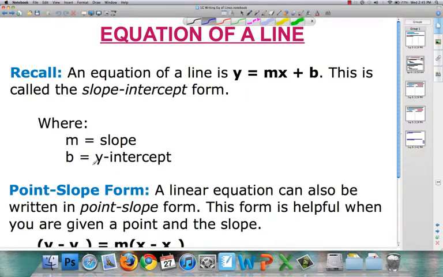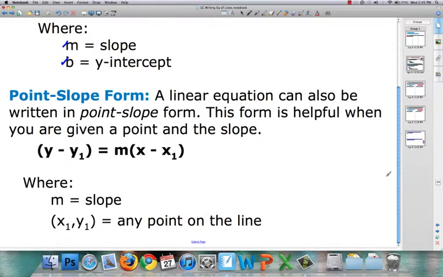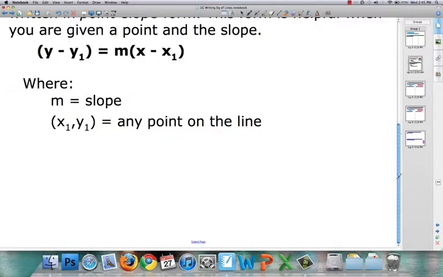Everybody! In this video, we're going to review writing the equation of a line. If you remember, an equation of a line is usually in y equals mx plus b form. We call this the slope-intercept form, where m represents your slope and b represents your y-intercept. Now, another way to write an equation of a line is in point-slope form. This is helpful if you're given a point and the slope.